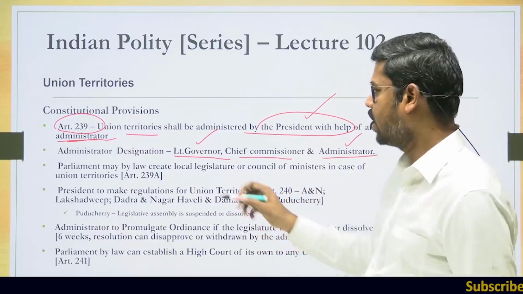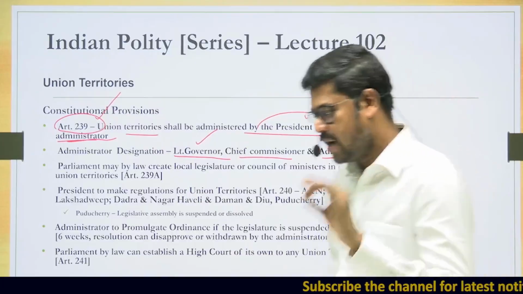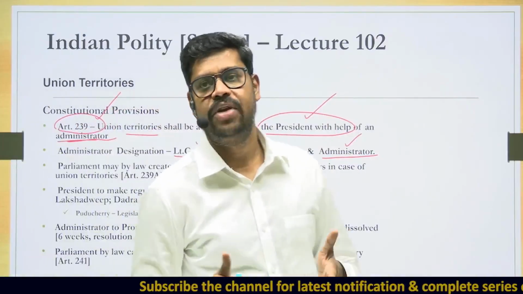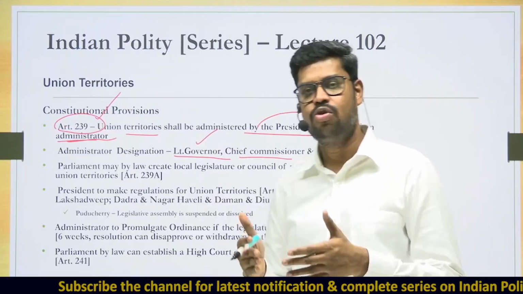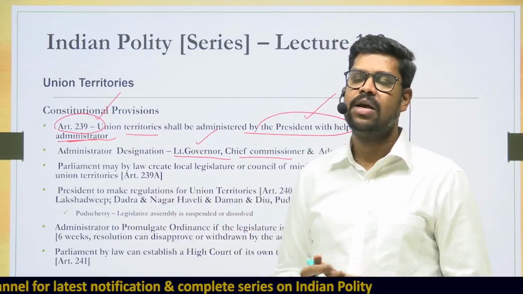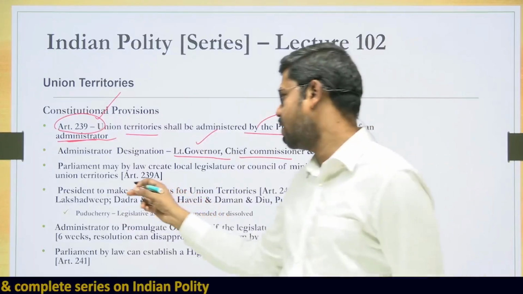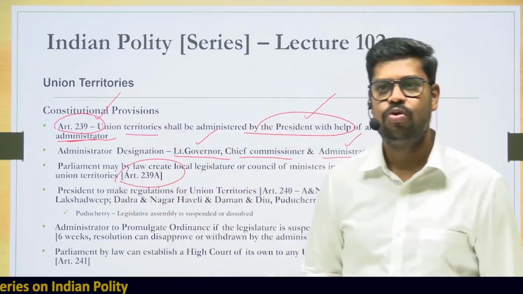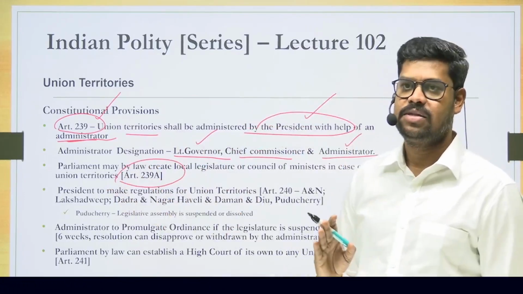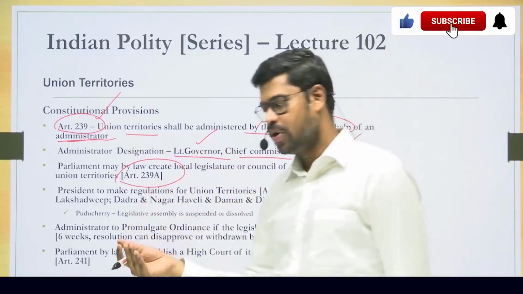Now, apart from that, while Article 239 says that the union territories shall be administered by the president, if any union territory is to be given a special status, that means if any union territory is allowed to create a legislative body of its own, can it be done? Yes, it can be done by a law made by the parliament. Specifically, that power is given to the parliament by virtue of Article 239A. So what is Article 239A saying? It says that if the parliament thinks fit, it can make a law, and by that law it can create a legislative body for any union territory.